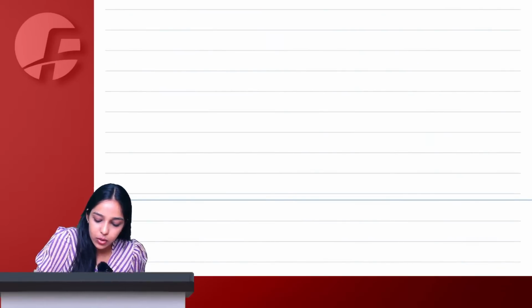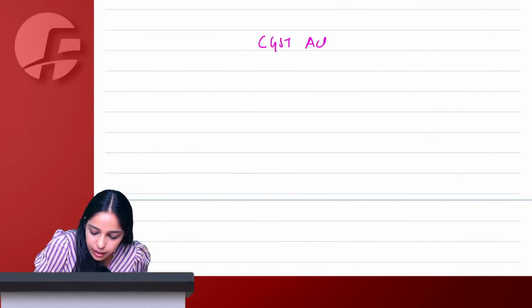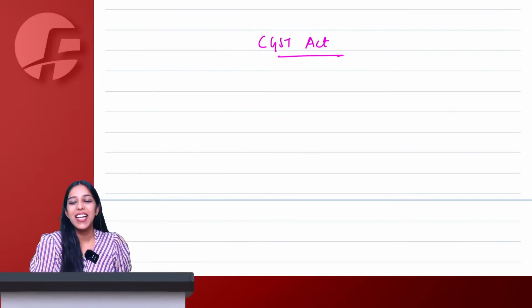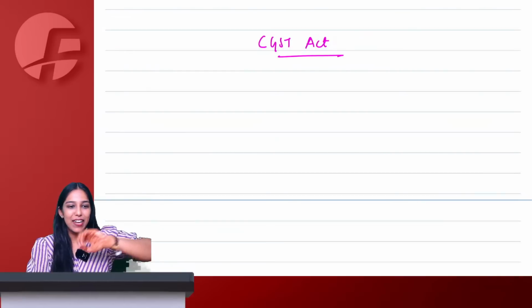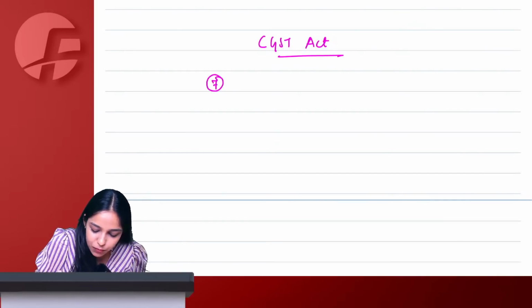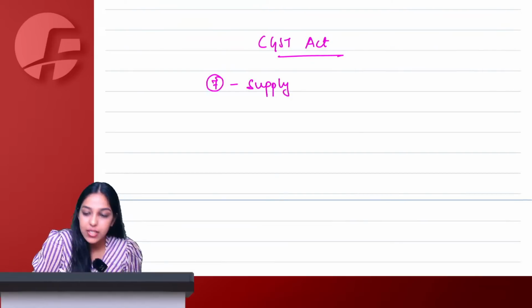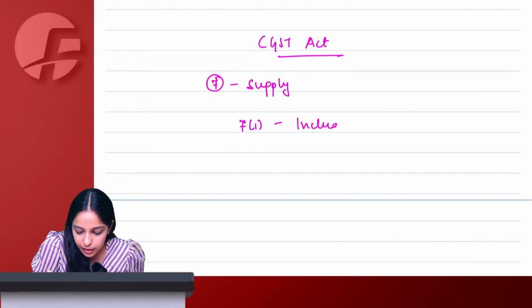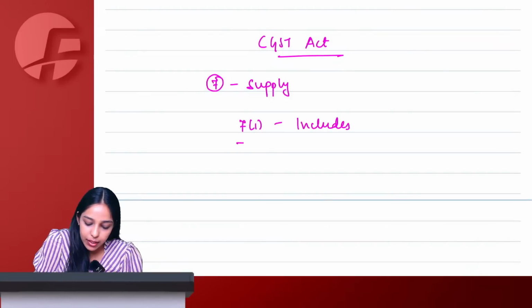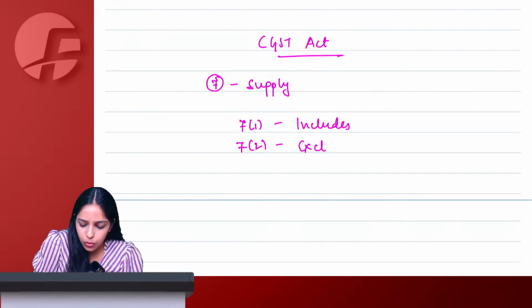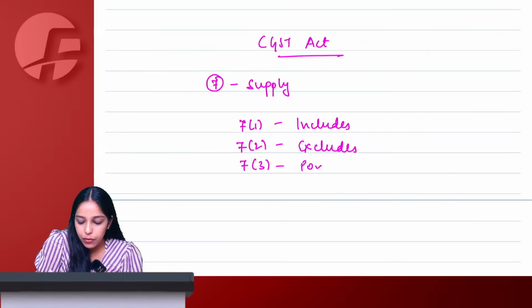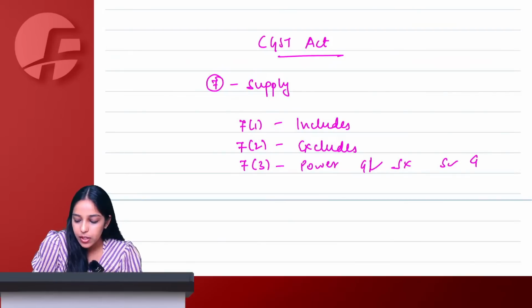Okay, let us now start with the CGST Act. S for 7, S for supply, section 7, scope of supply. Without even me starting, I can see everyone answering. 7.1 says supply includes. 7.2 says supply excludes. 7.3 says government has power to notify something as goods not services or something as services not goods.